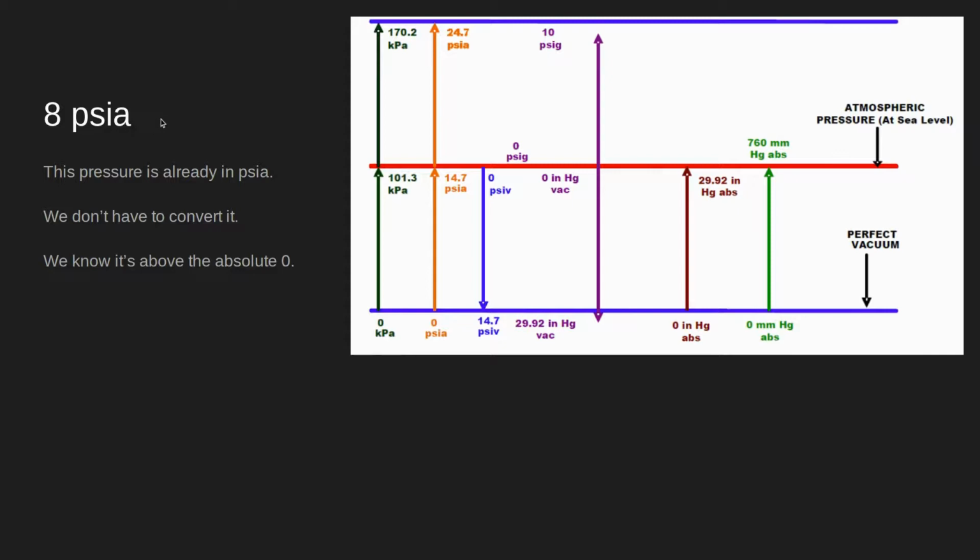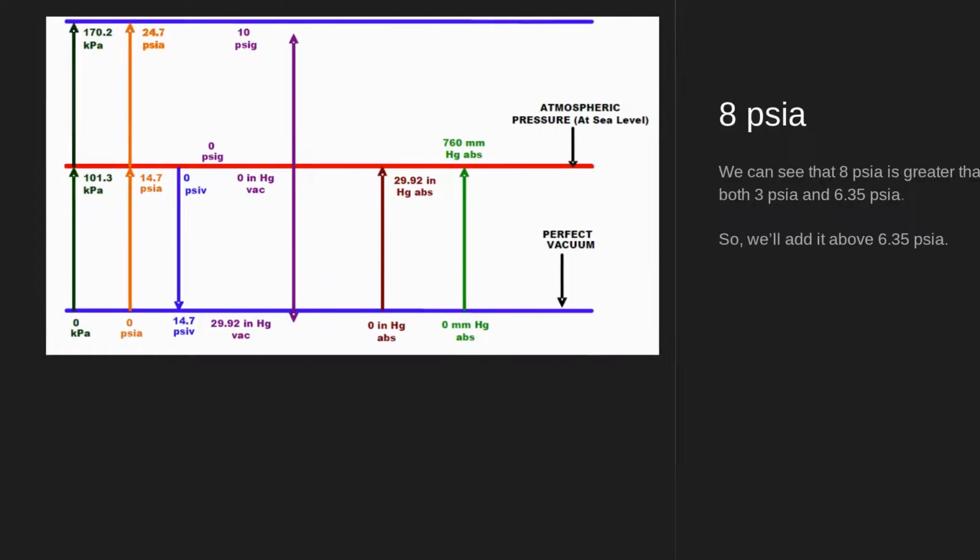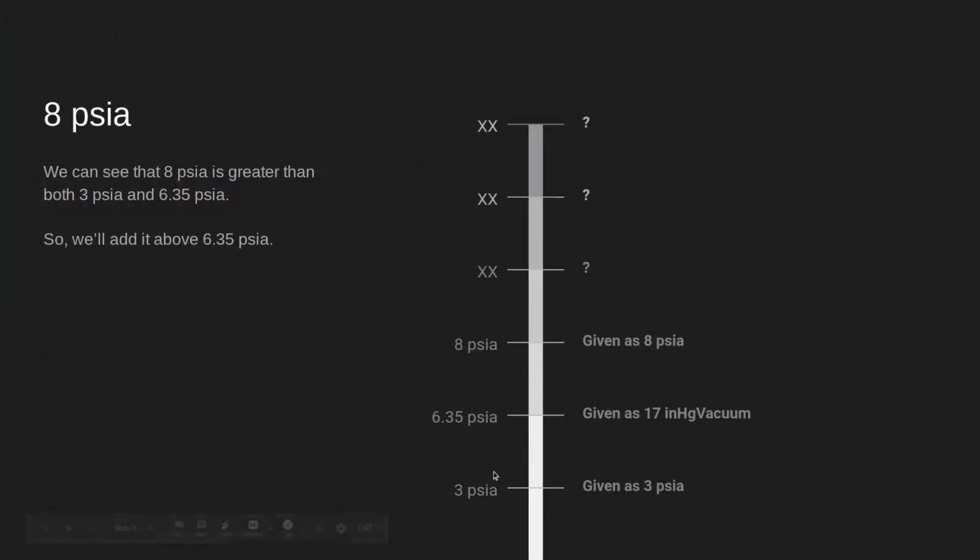8 psia. Well, that's already converted. Nice, it's already in psia. We already know it's on this orangish yellow scale here, and it's 8 above absolute zero. That's a little more than halfway to atmospheric pressure, so we already know it's going to be above the other two. So 3 psia, 6.35 psia, 8 psia. All right, well, that's pretty easy so far.